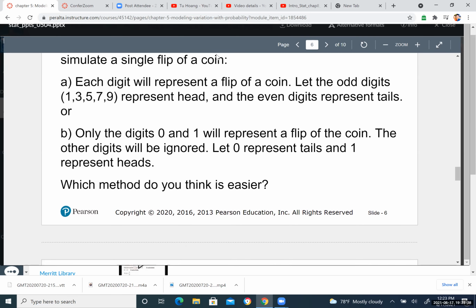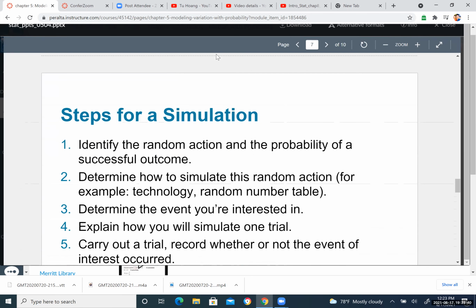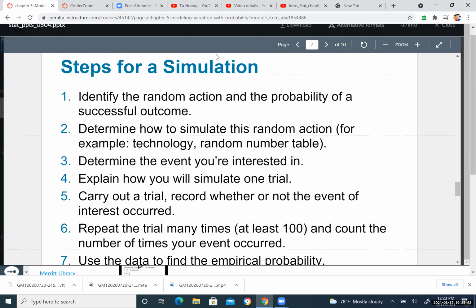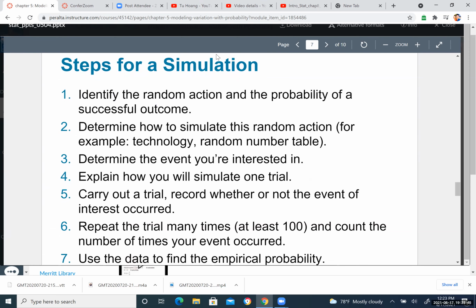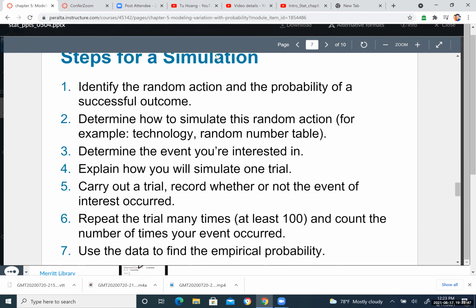Okay, that's the purpose. So the steps for simulation: you identify a random action and the probability of the successful outcome, then determine how to simulate this random action using technology or a random number table. I'm not using these two a lot when doing the work, but in a project, for example, I just give you 20 or less. Oh, I'm sorry, 50 or less.